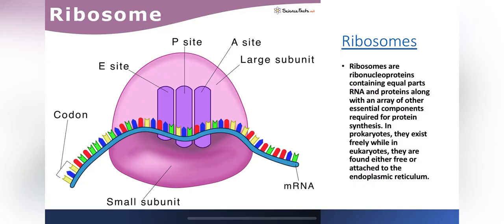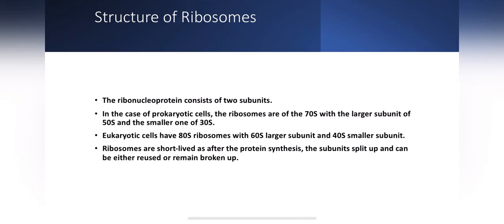Next one is ribosome. Ribosomes are ribonucleoproteins containing equal parts RNA and proteins along with an array of other essential components required for protein synthesis. Structure of ribosomes. The ribonucleoprotein consists of two subunits. In the case of prokaryotic cells, the ribosomes are of 70S, with the larger subunit of 50S and the smaller one of 30S. Ribosomes are short-lived as after the protein synthesis, the subunits split up and can be either reused or remain broken up.